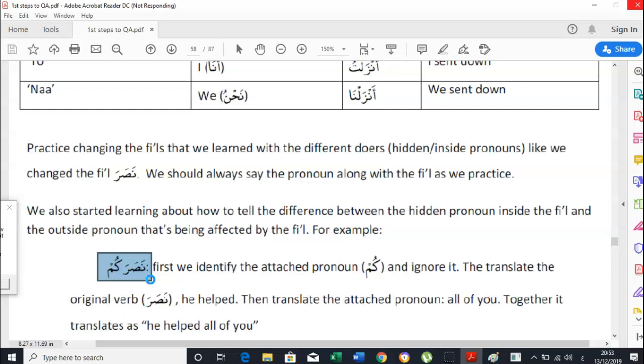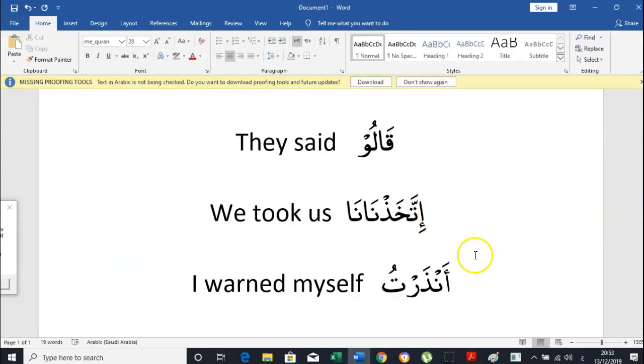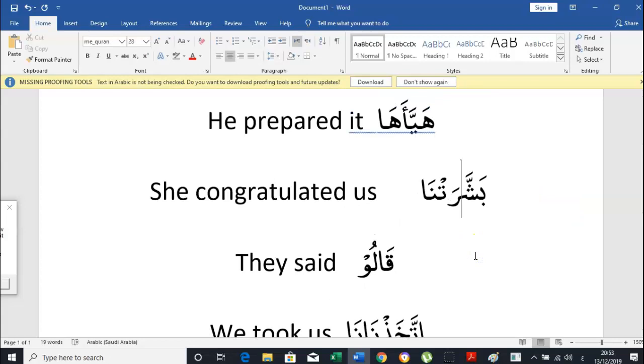It's an attached pronoun. There's two words here, so you've got to translate the fi'l first, then the attached pronoun. Now the ra can't physically attach to the kum, so that's why you won't see it. But you are going to have examples where the actual fi'l is attached, for example here, basharatna is physically attached.